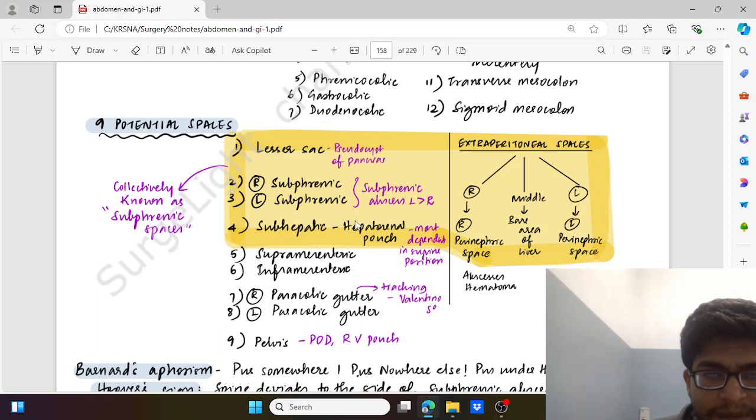Then the subhepatic space, also known as the hepatorenal pouch, which is the most dependent portion in the supine position. So subhepatic, below the liver and between the kidney and the liver. So that is the hepatorenal pouch. Then the supramesenteric and the inframesenteric, between the mesentery. Then the right paracolic gutter and the left paracolic gutter beside the large bowel in the colon. And in the pelvis we have the pouch of Douglas or the rectovesical pouch.